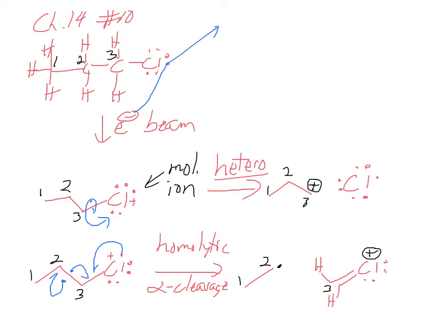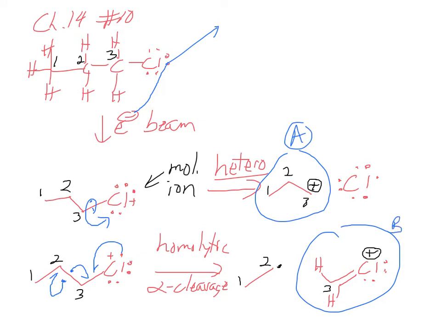Alright, so which fragment would I see? If I box them in, I'd see this fragment, and I would see this fragment. So this is fragment A and B, and I'll call the molecular ion C. Which one are you more likely to see? Which one would you guess is going to be the base peak? A, B, or C? So that'd be fragment A.